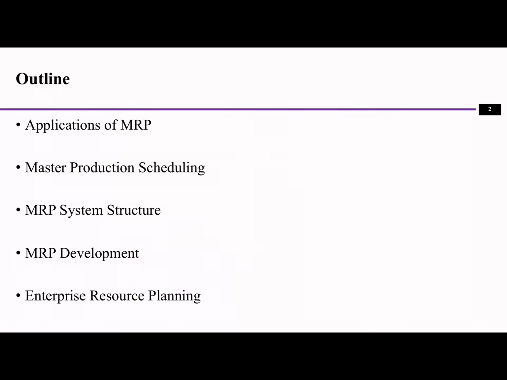Alright, so today we're mainly going to talk about the applications of MRP, what is the master production scheduling, and also how the MRP explosion works. Then next, I'm going to talk a little bit about ERP and also supply chain management.